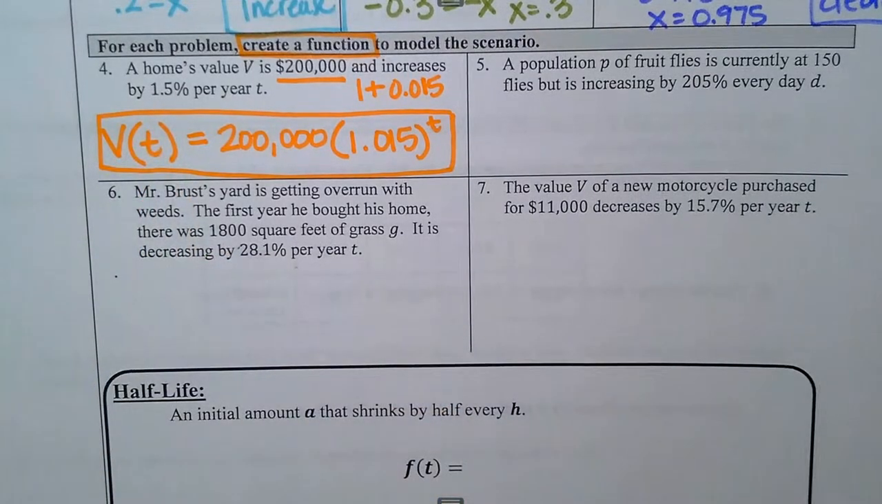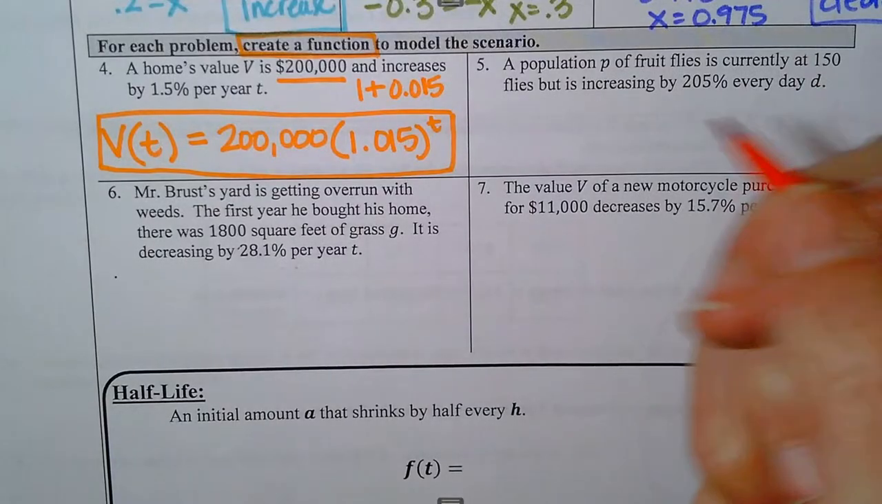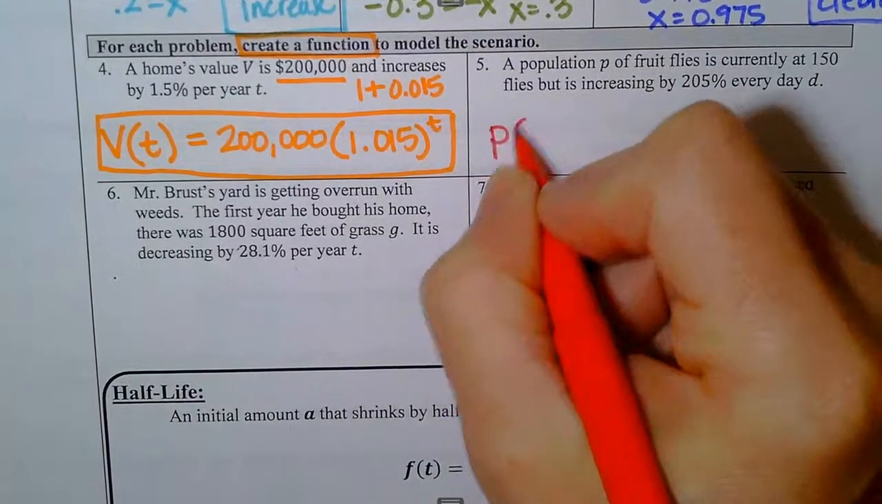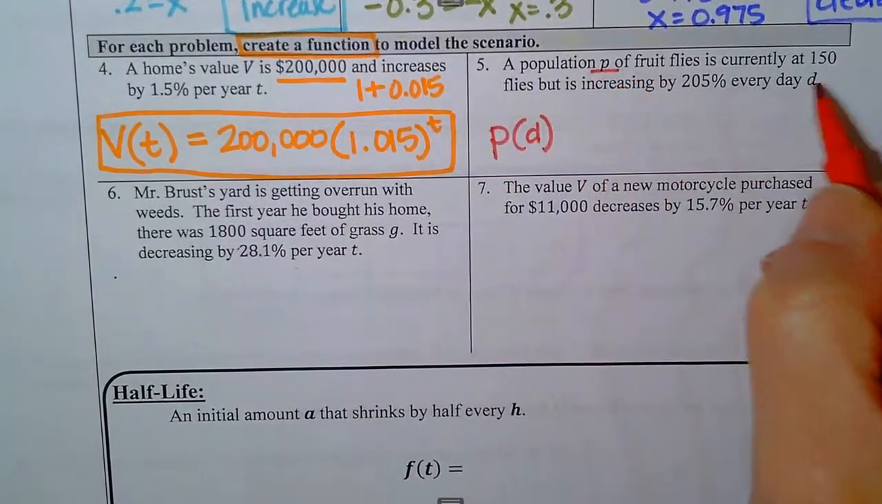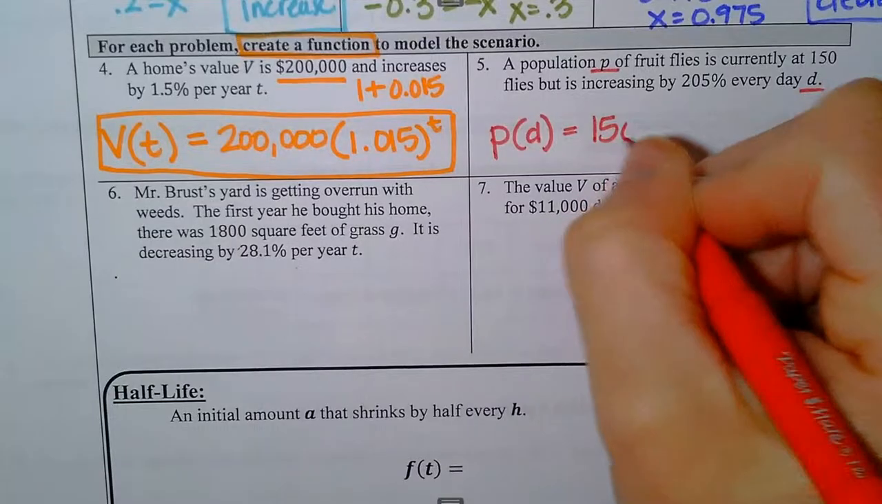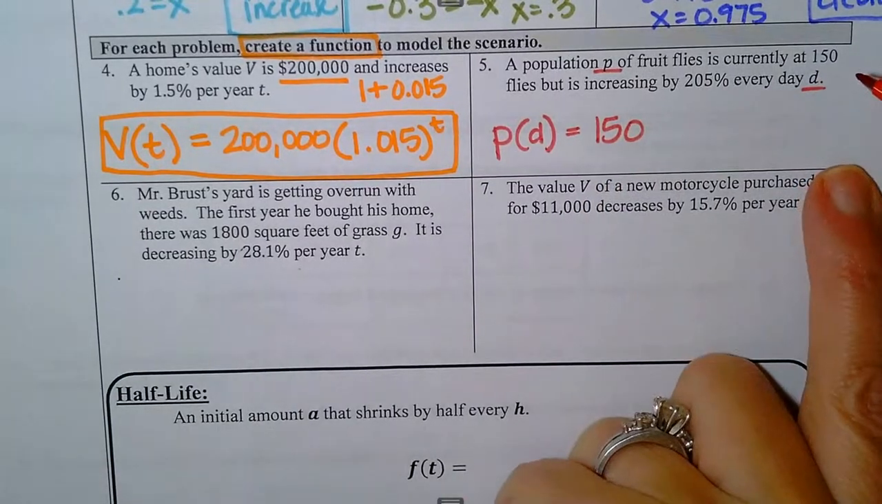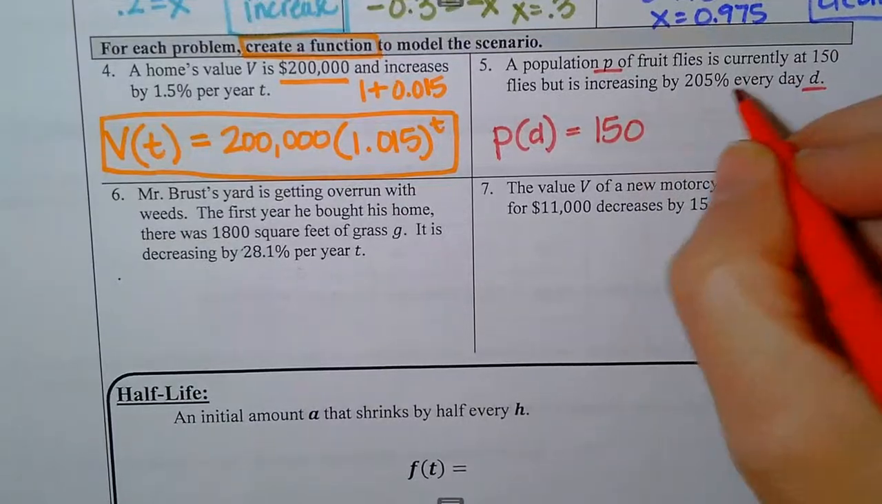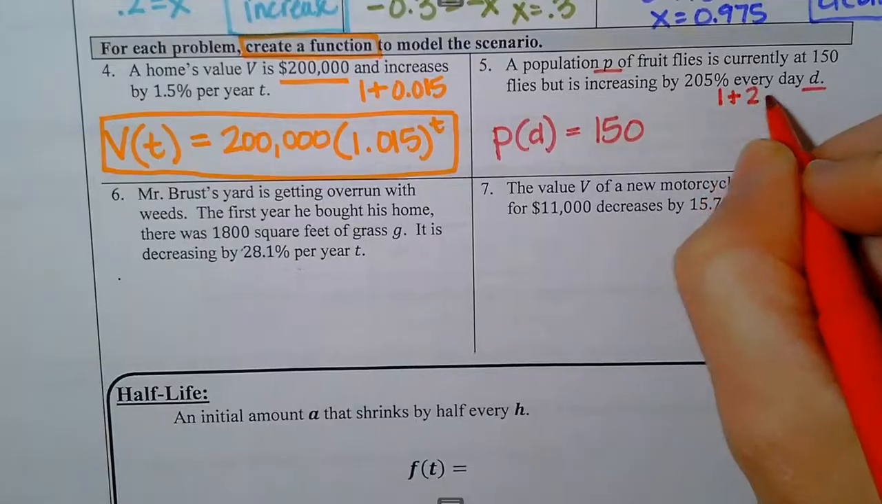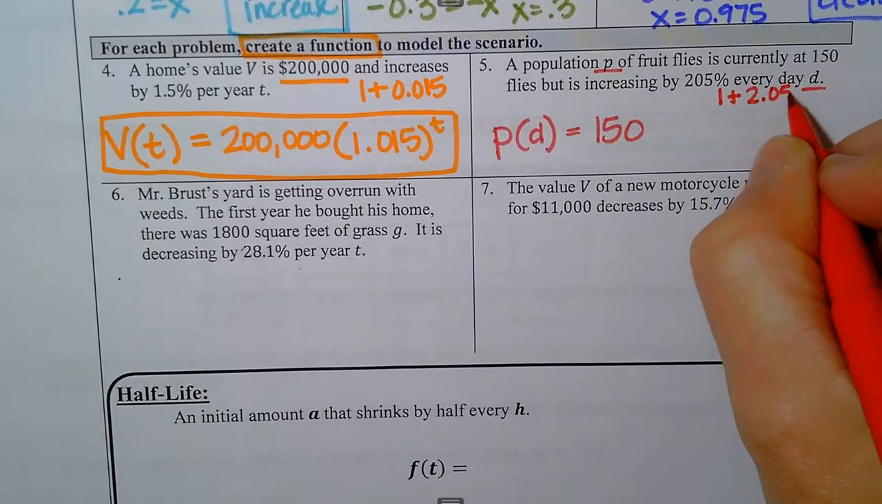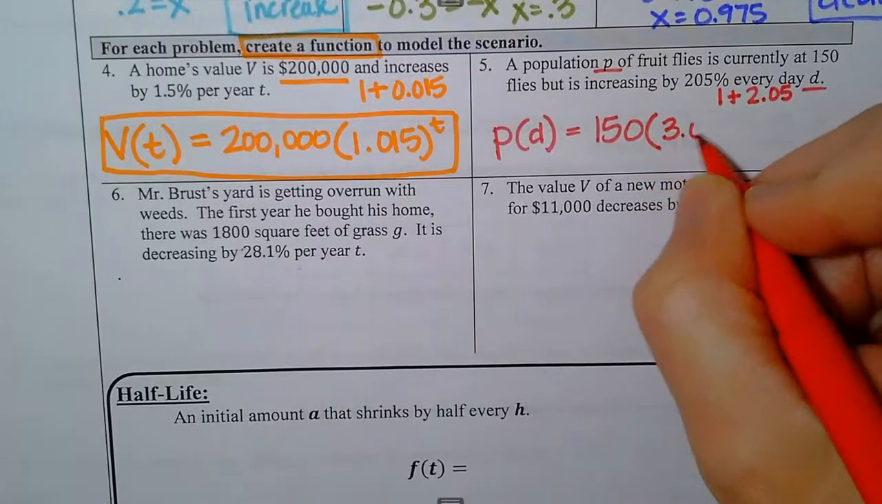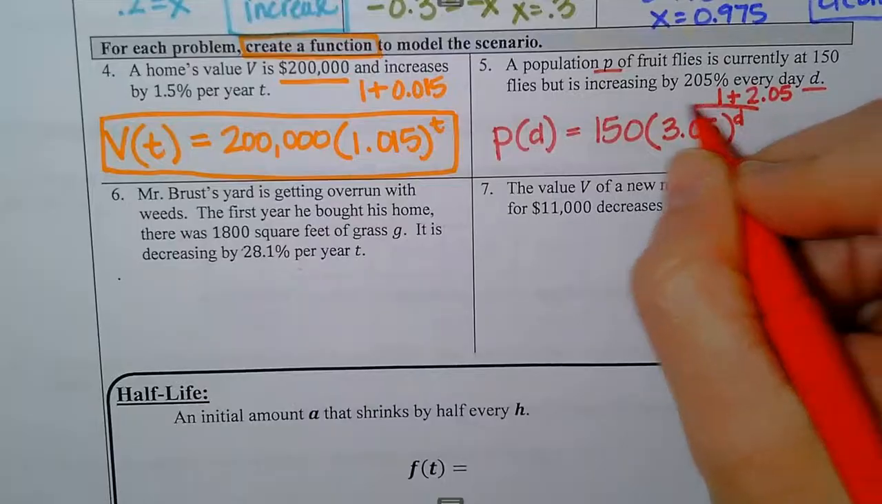Mine does. Okay. Population P of fruit flies is currently at 150, but it's increasing by 205%. So P of D, you start with P and D. I am starting with 150 of these little annoying, gross things. Increasing by 205%, so 1 plus 2.05 is going to be 3.05 to the power of D.